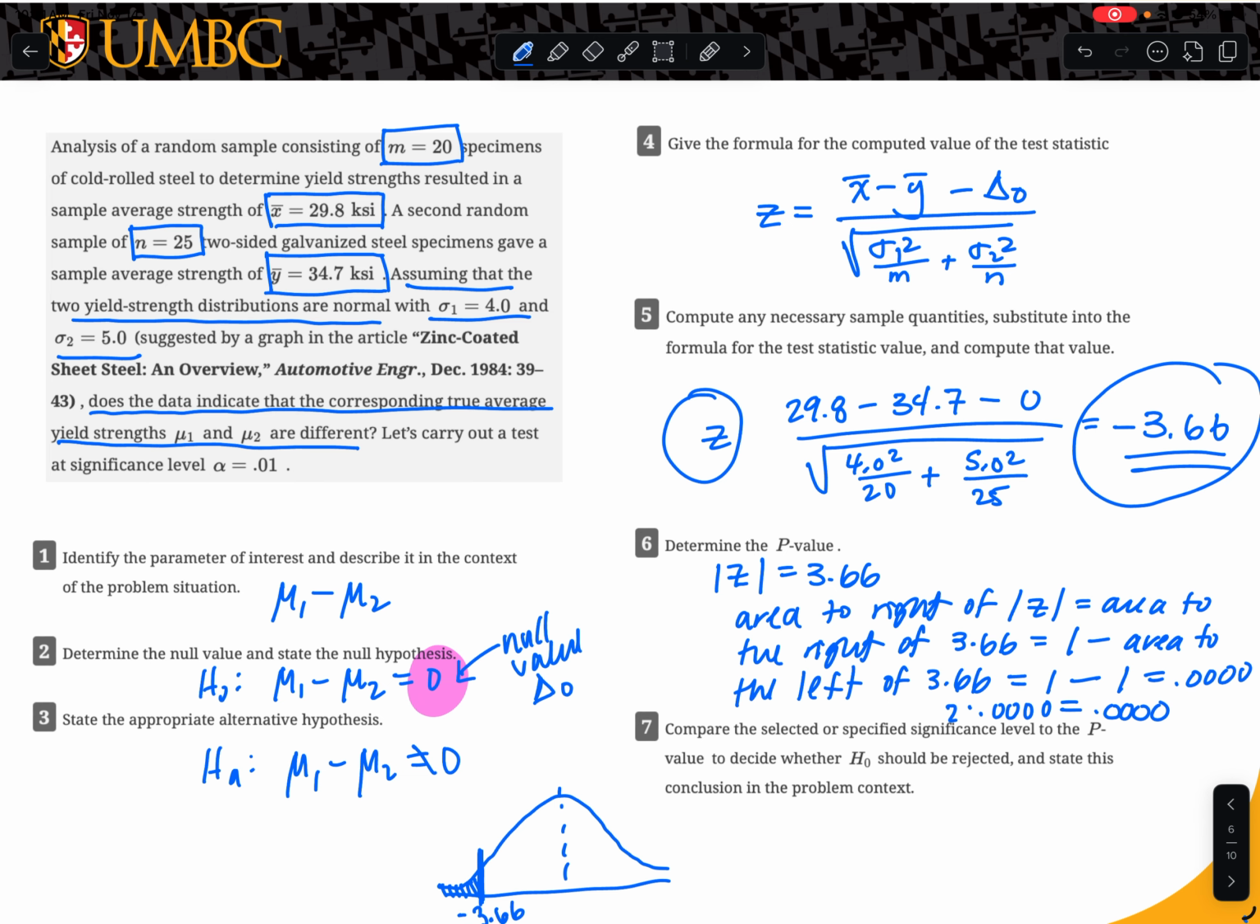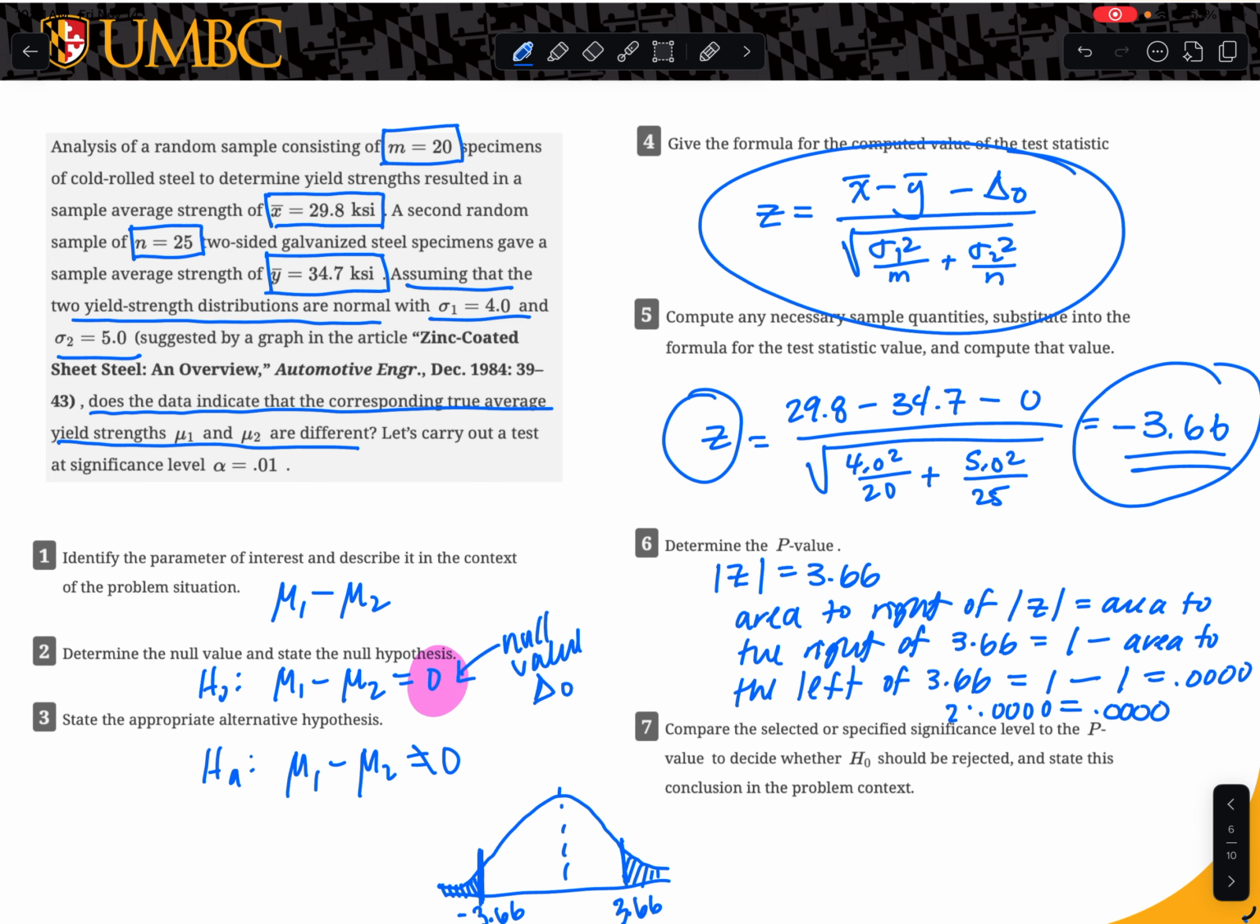So we're expecting this difference in sample means, x bar minus y bar, when I subtract off its mean and divide by its standard error, I'm expecting that this z is going to be standard normal, centered around 0, and so extreme values would also be from 3.66 and above.